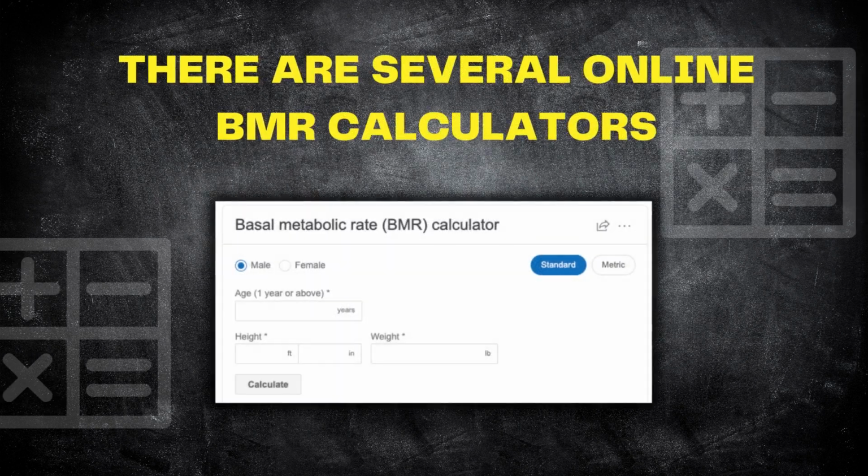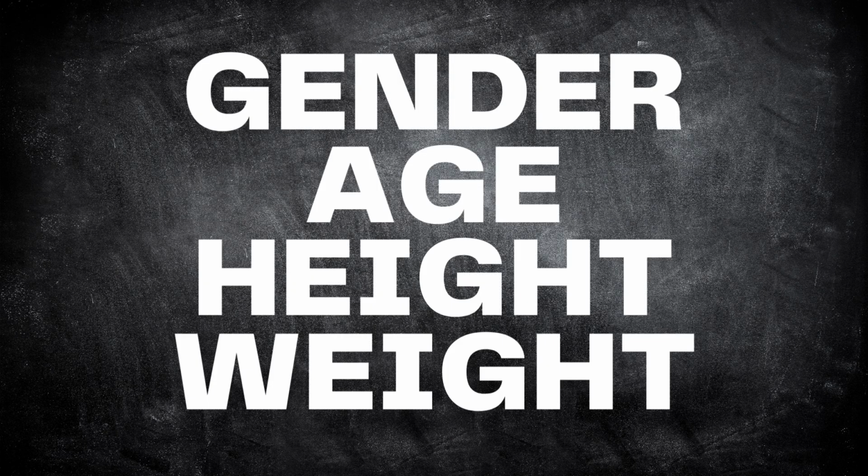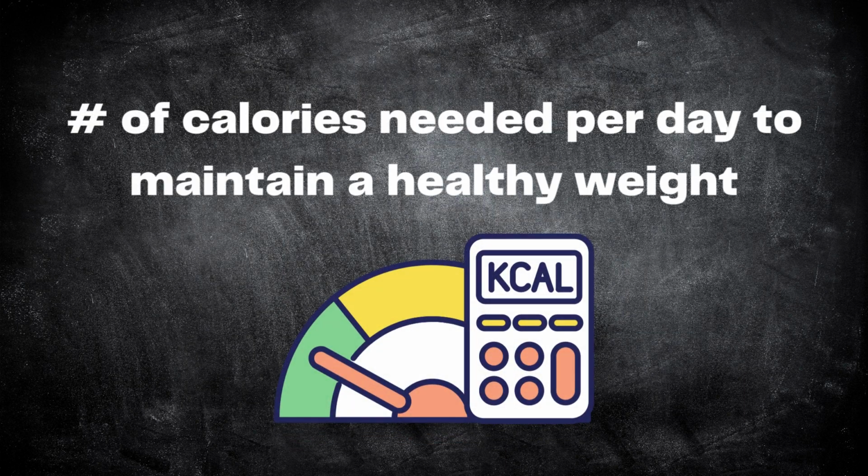There are several online BMR calculators that you can use to estimate your own basal metabolic rate. They will typically take into account your gender, age, height, and weight. This calculation is then used to determine the number of calories needed per day to maintain a healthy weight.